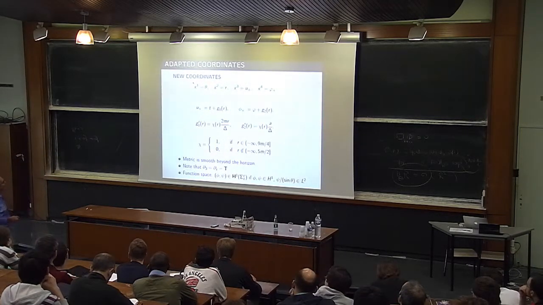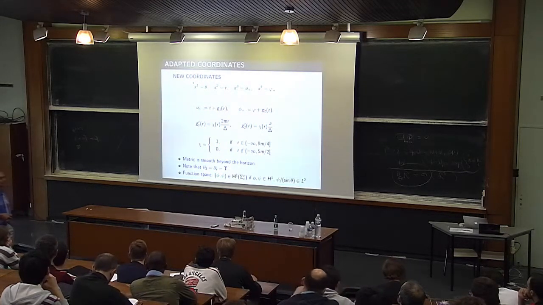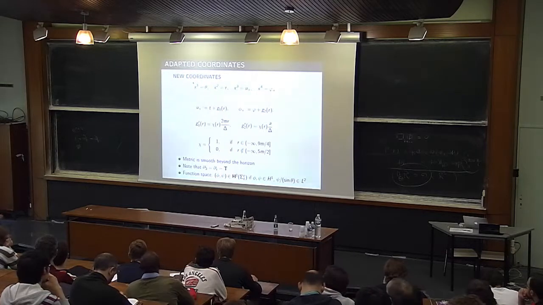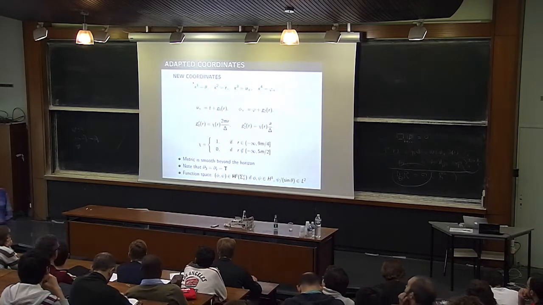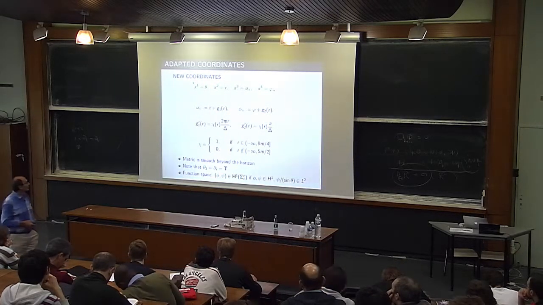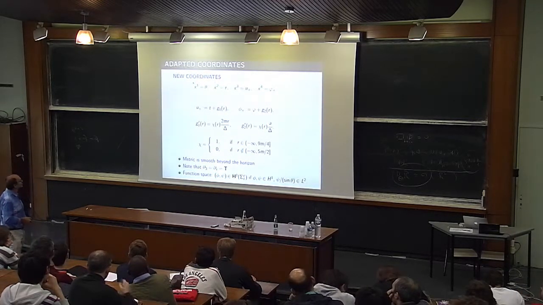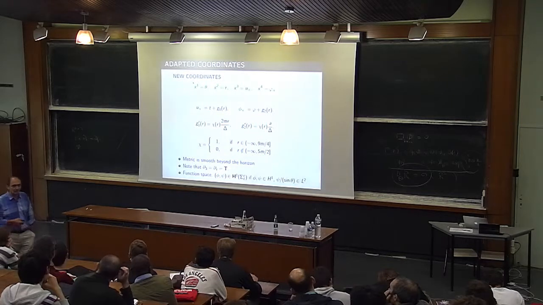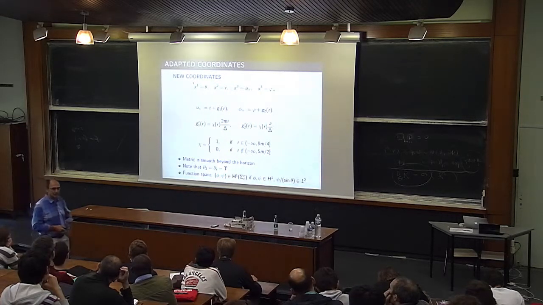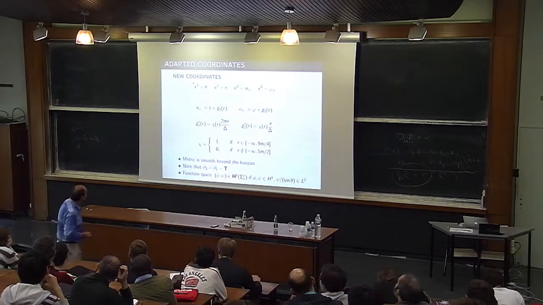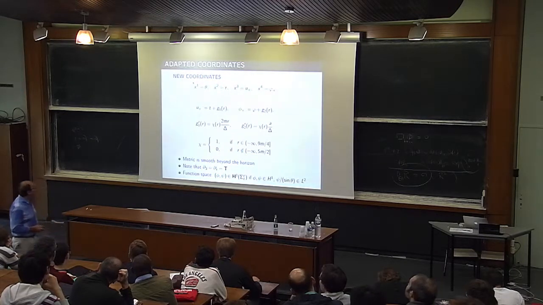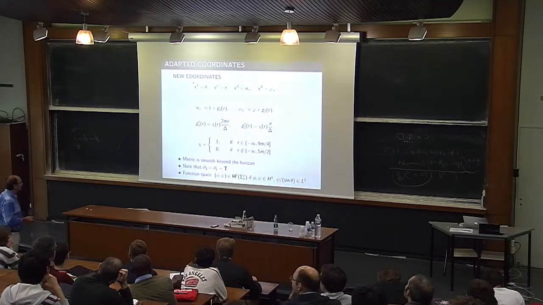All right, so in the remaining 15 minutes, I'll just go through some more technical things. Okay? So you do what everybody does. You introduce new coordinates which are adapted near the horizon, so that you don't have the usual degeneracy at the horizon. So in these coordinates, the metric is smooth beyond the horizon.